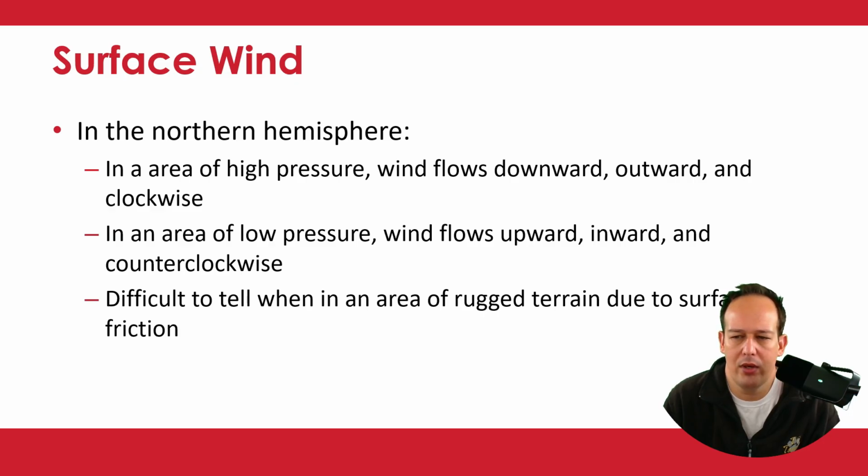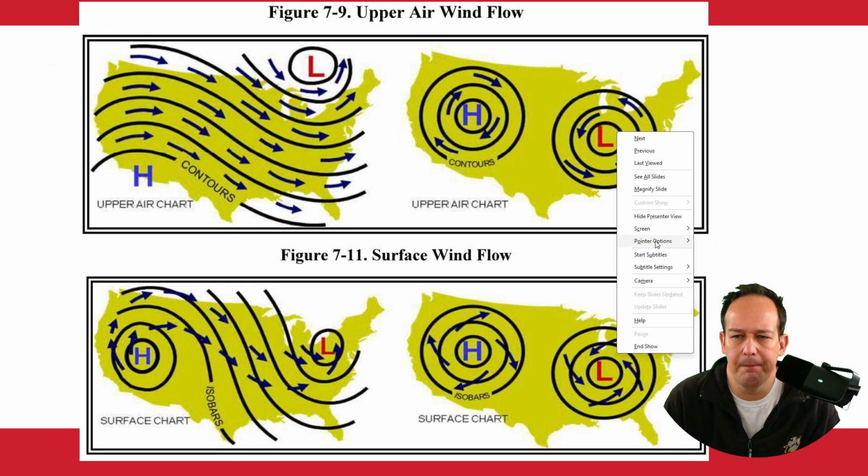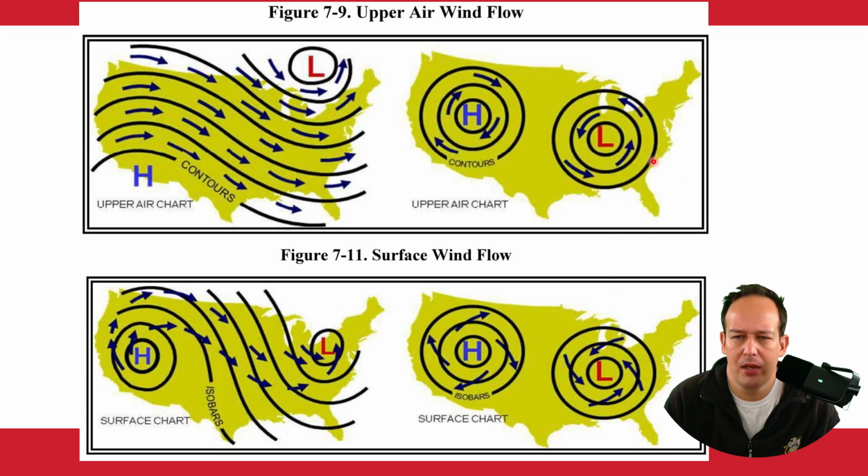Now, when you're looking locally, like within 100 miles, you really don't notice any difference, and it's difficult to tell when you're in an area of rugged terrain just because of the surface friction. But when you're looking at a big region, you're able to detect the difference a lot better. So here's an example, this top right picture, in an area of low pressure.